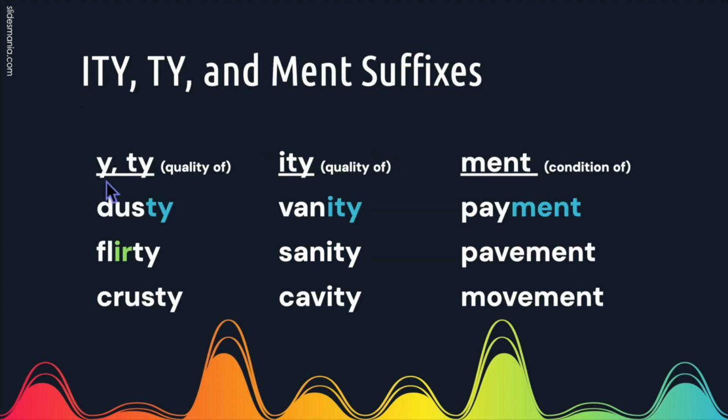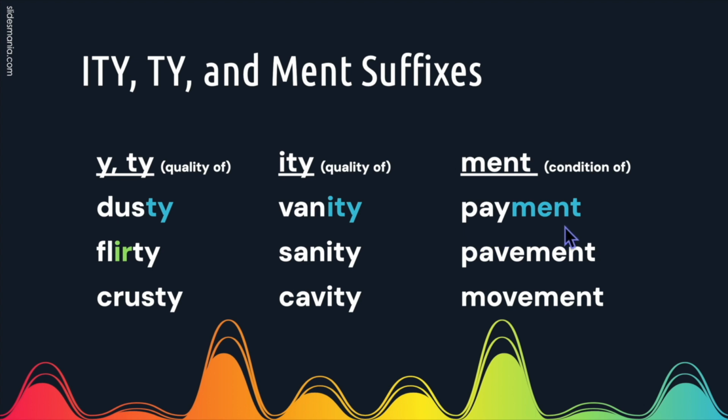Adjectives ending in y or ty mean the quality of. So right here we have dusty. Remember that a y at the end of a longer word usually has a long e sound. So dusty has the quality of having dust. IR says ur, flirty, crusty. This suffix is ity, which also means quality of. Vanity. Vanity means the quality of being vain or obsessive or caring too much about your appearance. Sanity. Cavity.